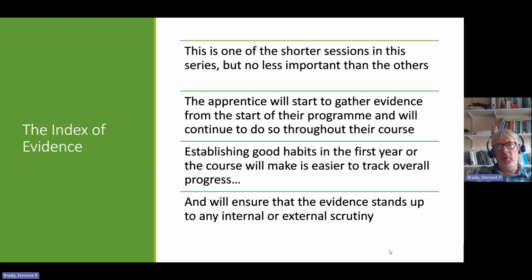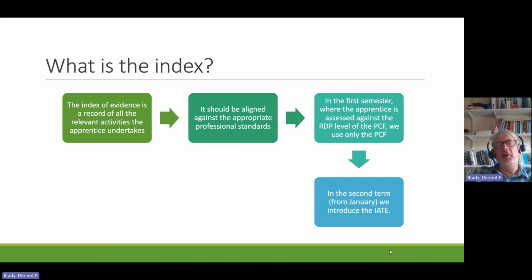We're always thinking, well, what would happen if we did get an inspection, say, or somebody came in, like Social Work England or the apprenticeship people or whoever it happened to be, and randomly sampled work? Would it stand up to external scrutiny? So we always have that a little bit in the back of our minds. So it's a record of all the relevant activities the apprentices undertake, but not every single thing.